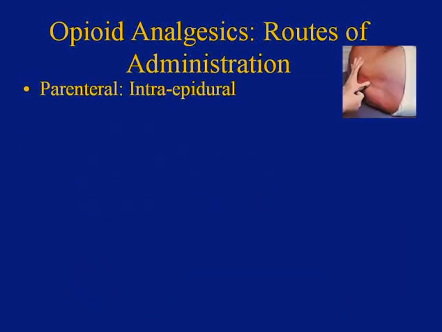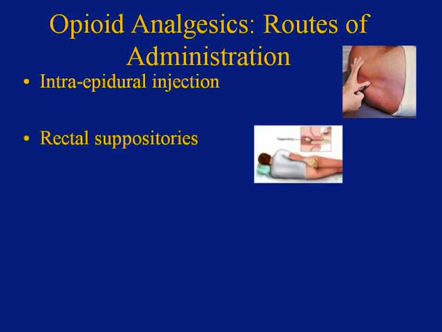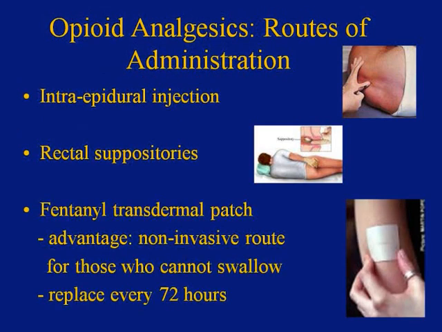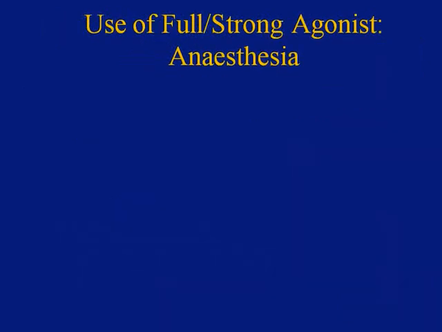And then parenterally, there's also the epidural route. You can deliver the drug into the epidural space for regional application, or the drug can be given by way of suppositories into the rectum. And then there is the transdermal patch for the drug fentanyl. This is where you stick the patch on the skin and the drug will enter through the skin. The advantage is that you do not inject the patient, and it's also advantageous for those who cannot swallow, and you replace it about once every 72 hours. Right, so these drugs can be used for analgesia.